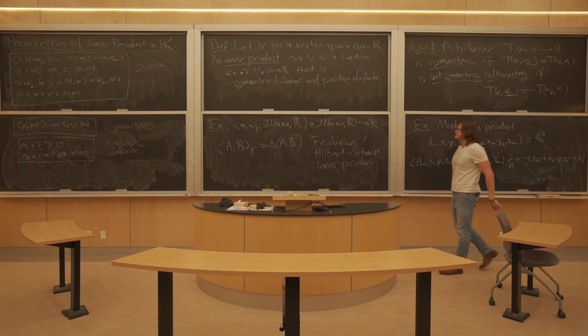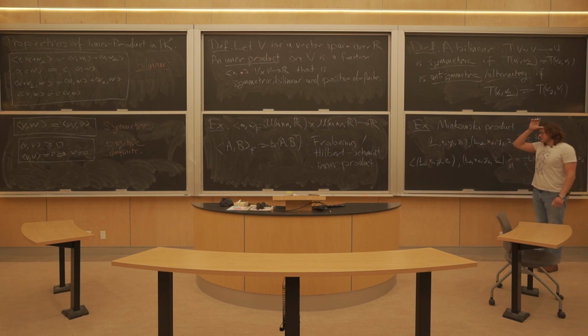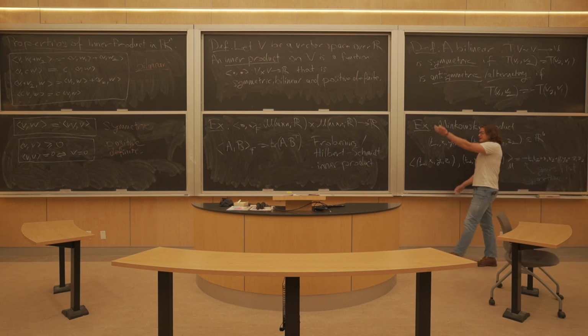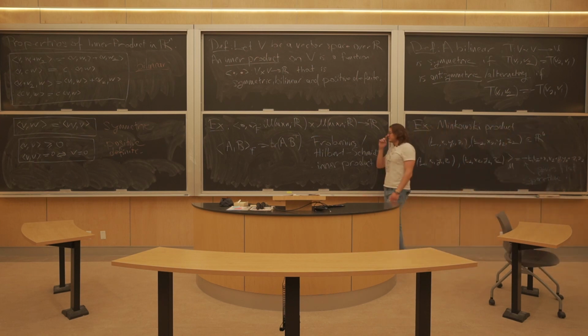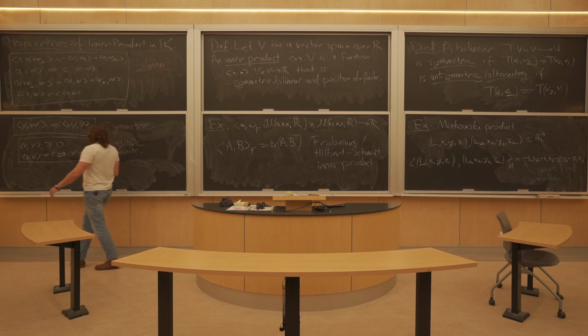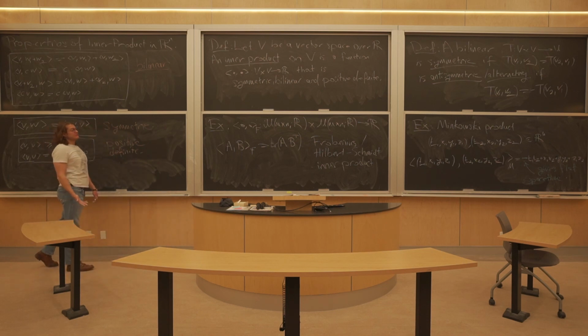It's a verification, of course, to deduce that this is indeed an inner product. It satisfies these properties, but it is true. And let me say that once you have an inner product on your vector space, as usual, you can define a norm and distance. And you can talk about angles between vectors.